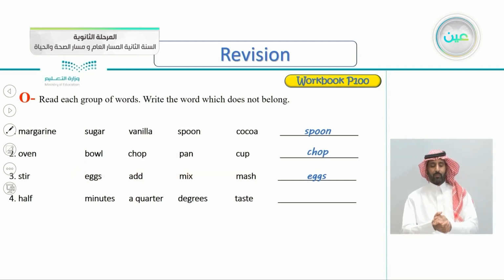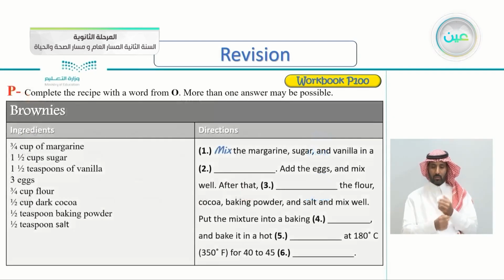Number 4, half, minutes, a quarter, degrees, taste. So which word doesn't belong here? It's the word taste. Because all of these are measurements, half and a minute, quarter, and also degrees, but not the taste. The taste is an action also.